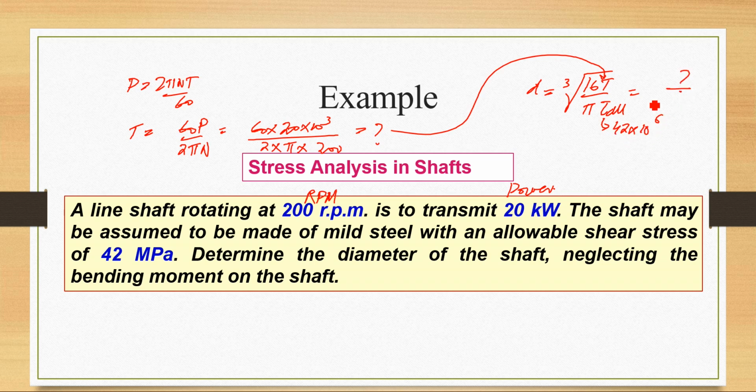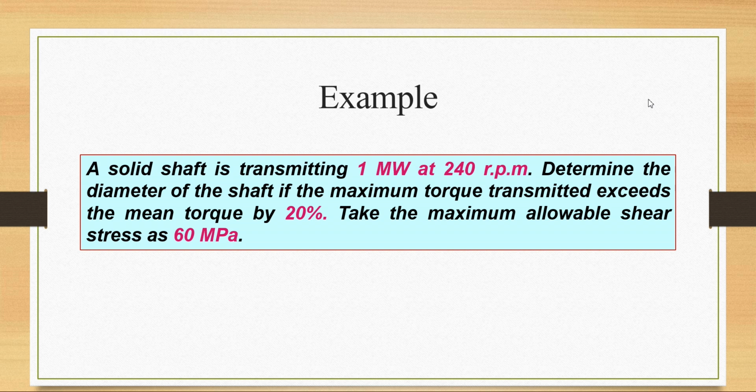You get the diameter, whatever that is. So this is the idea of calculating the diameter of the shaft. This is another formula in which the torque exceeds the mean torque. So first we have to find the torque based on the power and the RPM. This is your power, this is your RPM.